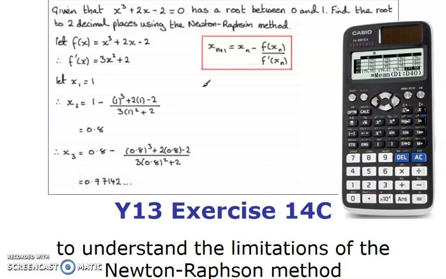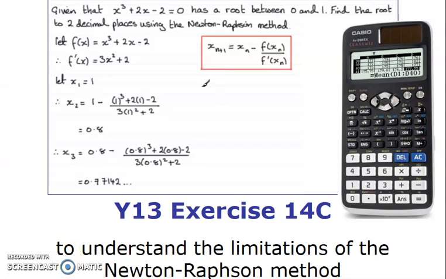Hello, this is exercise 14C from Newton-Raphson. It's a repeat of what we did last time, but taking it a lot further because we're now looking at some of the problems you can get with the Newton-Raphson method. There are usually two general reasons why you might get a problem.